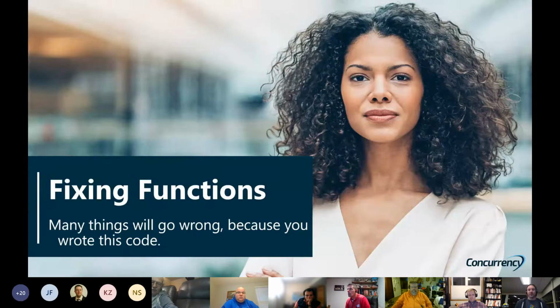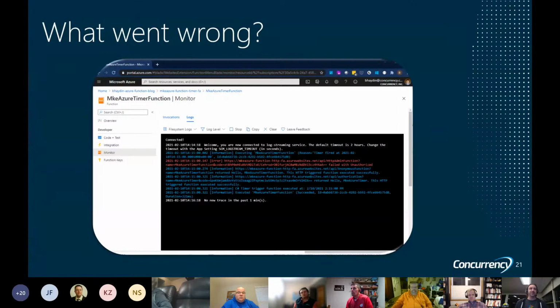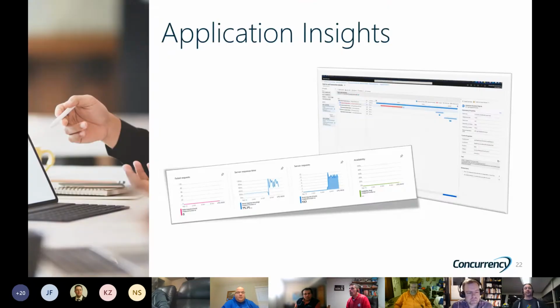Okay, so I promised that many things will go wrong because you wrote this code. And so I wrote this code, so many things do go wrong. And what I wanted to start with is taking a look at, where would I go figure this out? How do I figure out what happened?